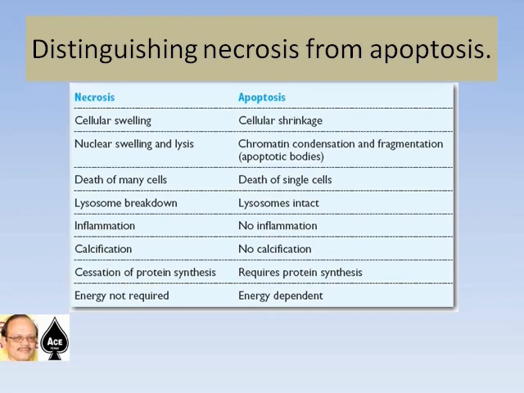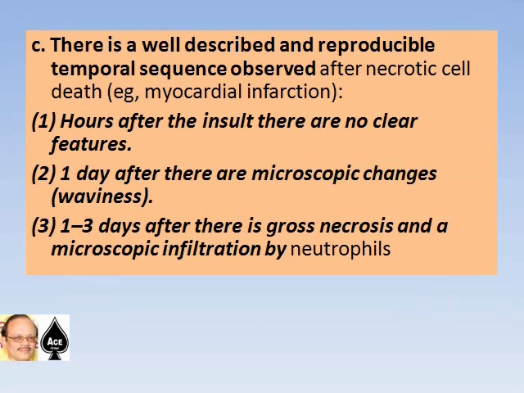Distinguishing necrosis from apoptosis. In necrosis, there is cellular swelling, nuclear swelling and lysis, death of many cells, lysosome breakdown, inflammation, calcification, cessation of protein synthesis, and no energy is needed. Whereas in apoptosis, there is cellular shrinkage, chromatin condensation and fragmentation called apoptotic bodies. There is death of single cells, lysosomes are intact, there is no inflammation, there is no calcification. Apoptosis requires protein synthesis and it is energy dependent.